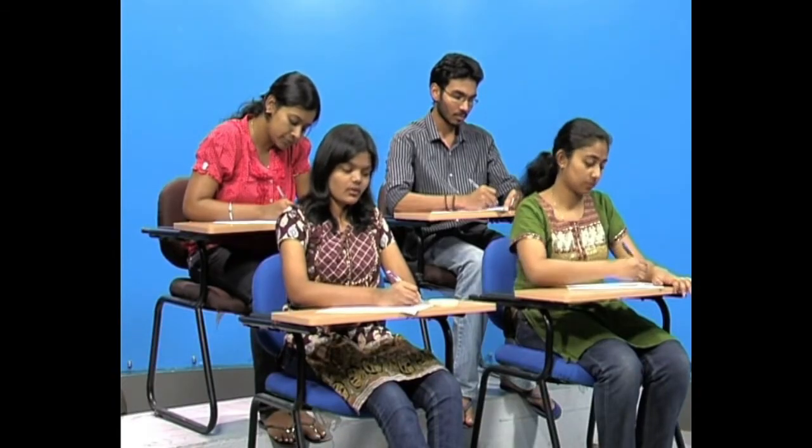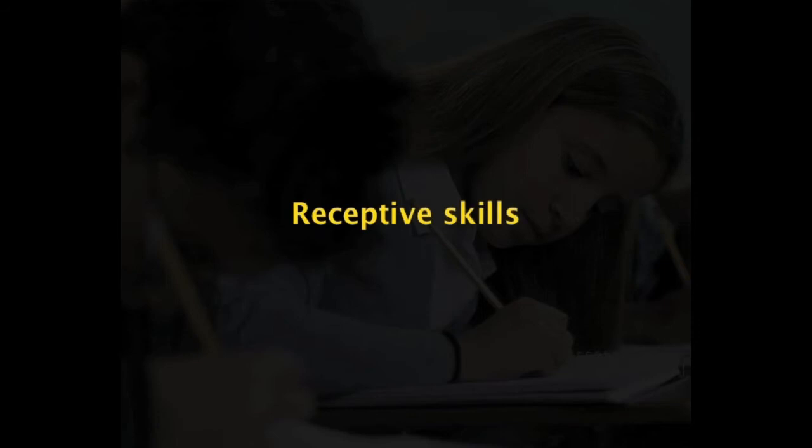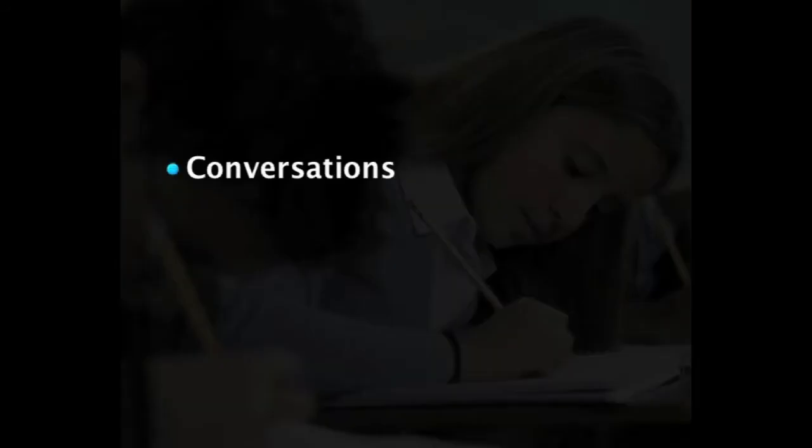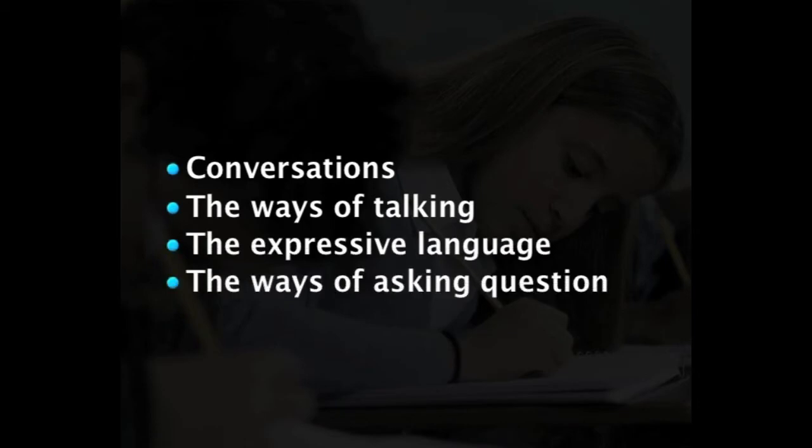After knowing what language development is, and the few words like single sentences and whole phrases, now let us move on to see how language develops from birth to 3 years. The ability to process, comprehend, retain and integrate spoken language is called receptive skills. It is what children acquire when they learn to listen and understand conversations, the ways of talking, the expressive language and the ways of asking questions.